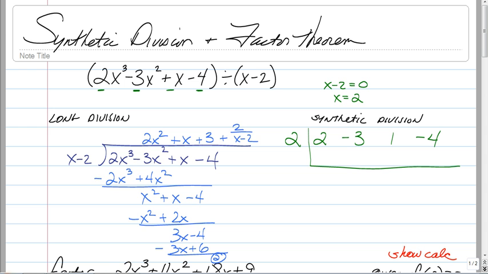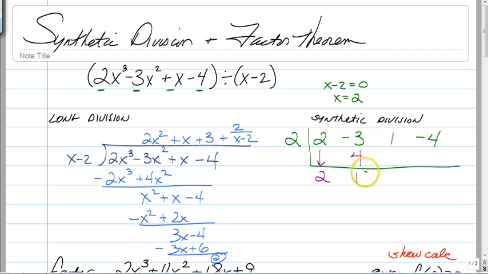So pay attention closely. To use synthetic division, you first drop down the first term, always, which is 2. But now you take this first number, 2, and multiply it by this number. So 2 times 2 is 4. And you put it right here. The difference between long division and synthetic division is that now you actually add. So negative 3 plus 4 is 1.